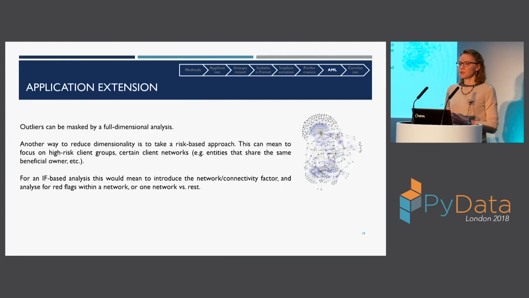So far, I hope you understood that the idea for using an anomaly detection algorithm is to be able to explore these subsamples of a data set. Another extension of the application of anomaly detection would be to use what's called a risk-based approach, which is often what financial crime compliance teams tend to do. The idea is to focus on a particular group of high-risk clients, or a particular client network, for example, all legal entities that share the same beneficial owner, or all legal entities that share the same BIC code, and anything else. And this extra feature would then be introduced into the isolation forest.